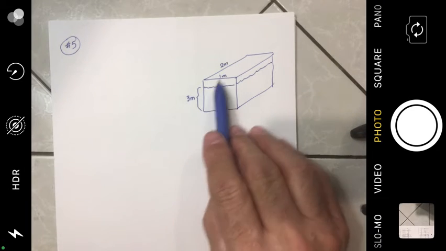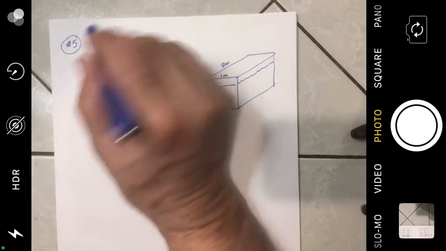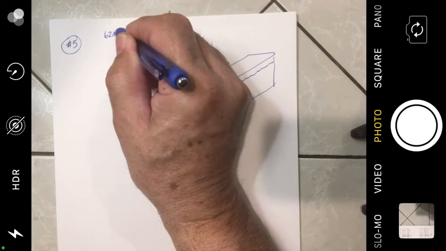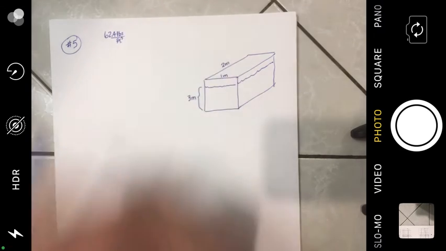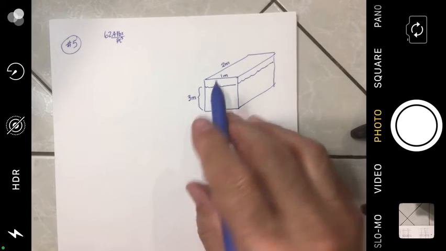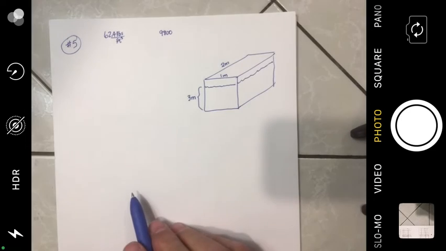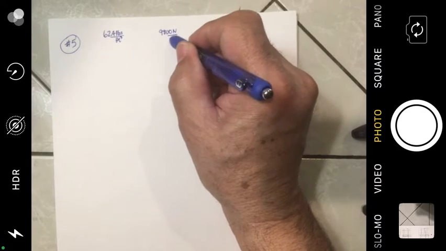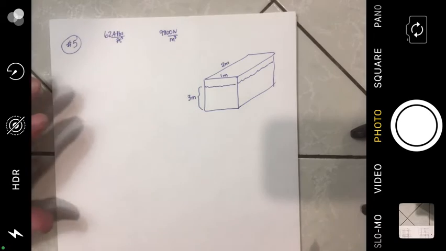Now, if this were in feet, I'd be using the weight density of water in feet, and that's 62.4 pounds per cubic foot. But if I'm in the metric system, it's 1,000 times 9.8, 9,800 newtons per meter cubed. So those are the weight densities I want to get involved with here.